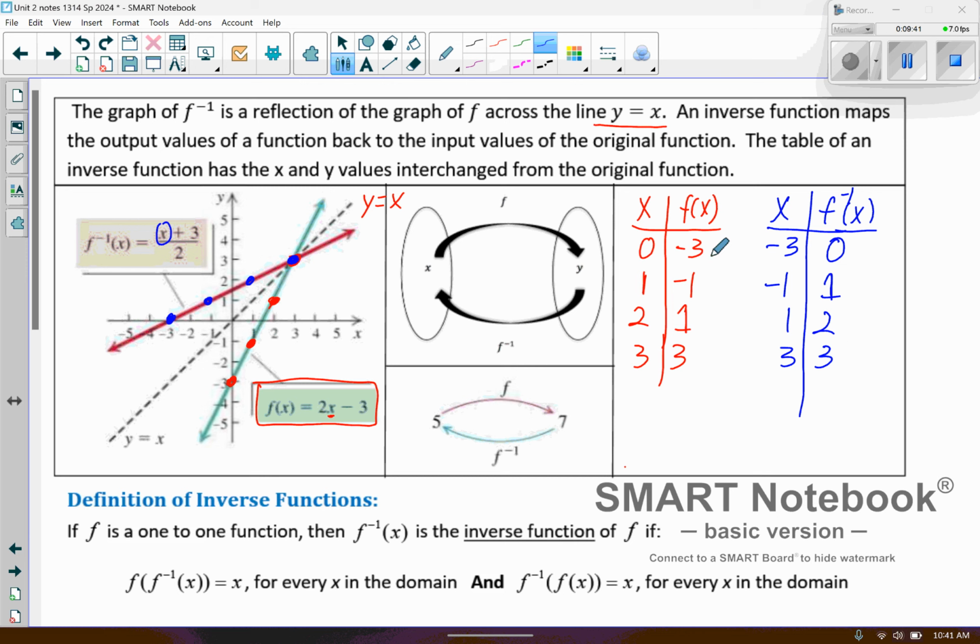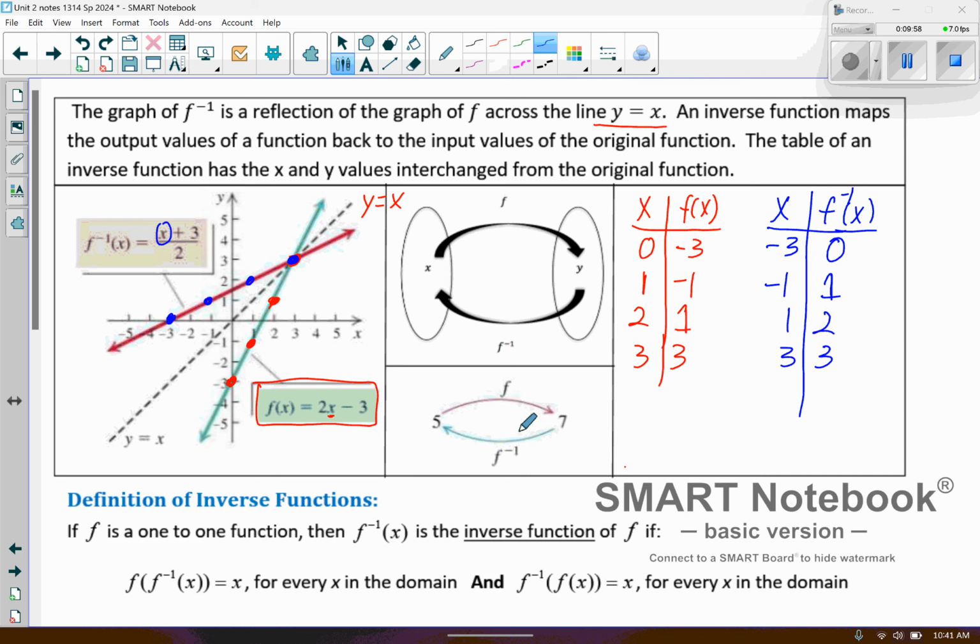And so the point of this exercise I want to point out is that you just switch the x and y values. So 0, -3 is now -3, 0, and so on for all the points. And so what's going on here is you kind of have like a loop going on here.